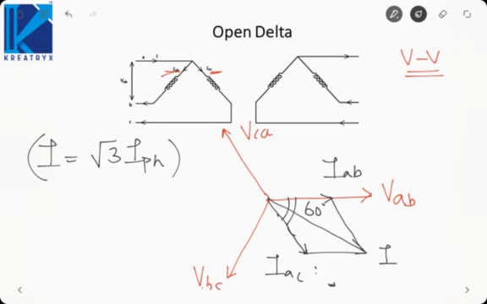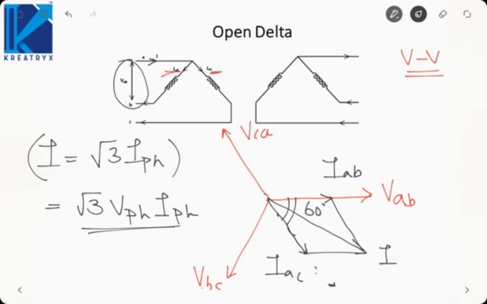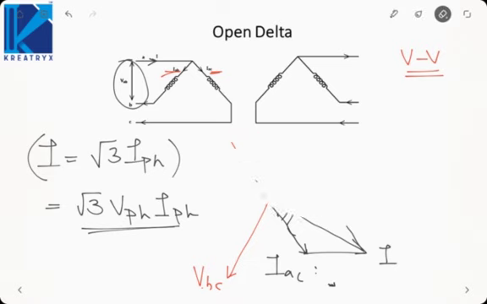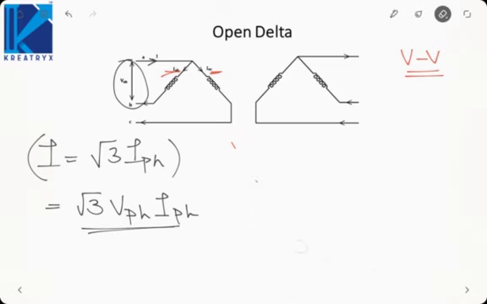So rating of the transformer would be root 3 into V phase into I phase. Okay, because current is I phase, voltage is V phase. Sorry, current is root 3 I phase, voltage is V phase, so power will be root 3 V phase into I phase. Now if we try to determine the transformer utilization factor TUF, then here we have two single phase transformers. So maximum capacity is 2 V phase into I phase.